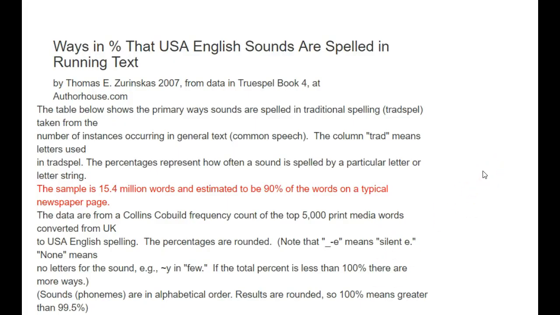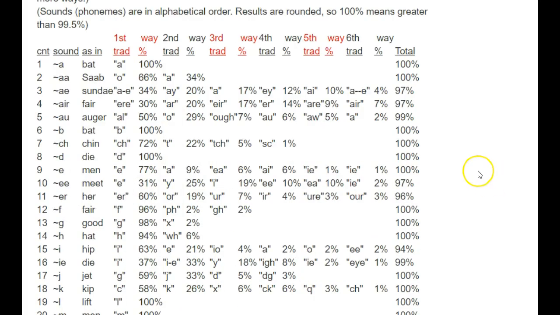This is a Truespel investigation of the ways, in percent, that U.S. English sounds are spelled in running text. What I had to do was find a count of words in text, which was provided by Collins Cobuild, and they came up with, for the 5,000 most popular words in various magazines, books, and newspapers, a count of 15.4 million words, which is estimated to be probably more than 90% of words on a page. And so I did an analysis of these, and let's go down to the first 20 or so.